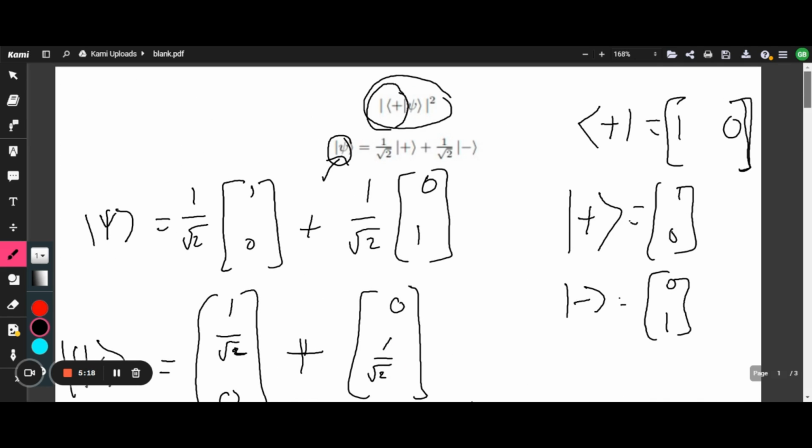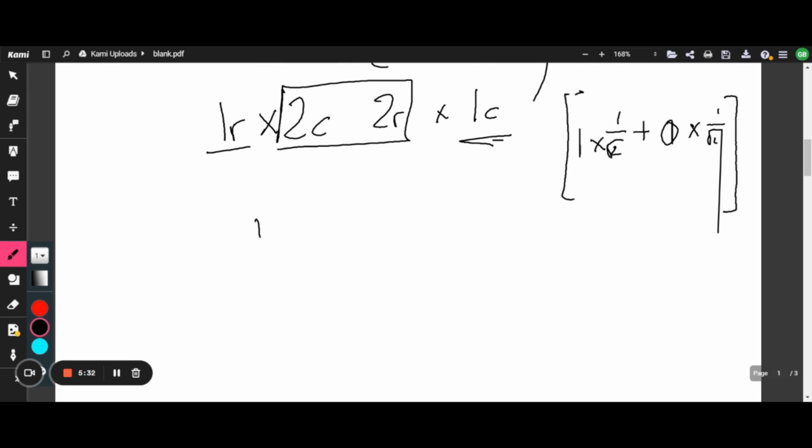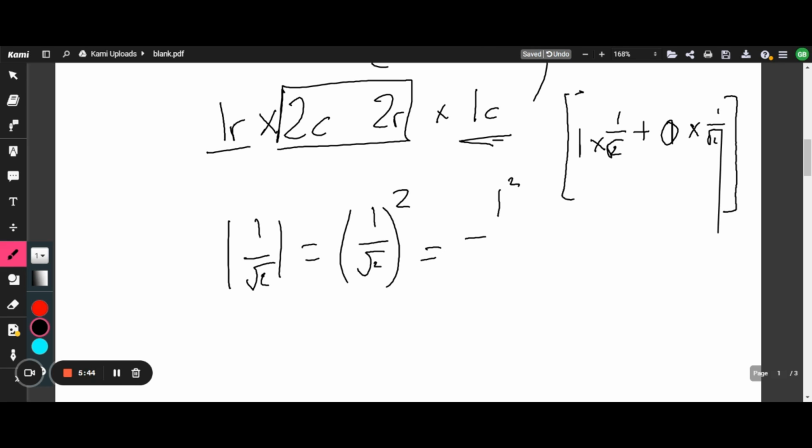So we go back to the equation. To find the probability of finding a spin up particle in this electron beam, we just have to take the absolute value and square it, since we already completed the inner product. So the absolute value of 1 over square root 2 is just 1 over square root 2. And then if we square that, we get 1 squared over square root 2 squared, which is just 1 over 2.